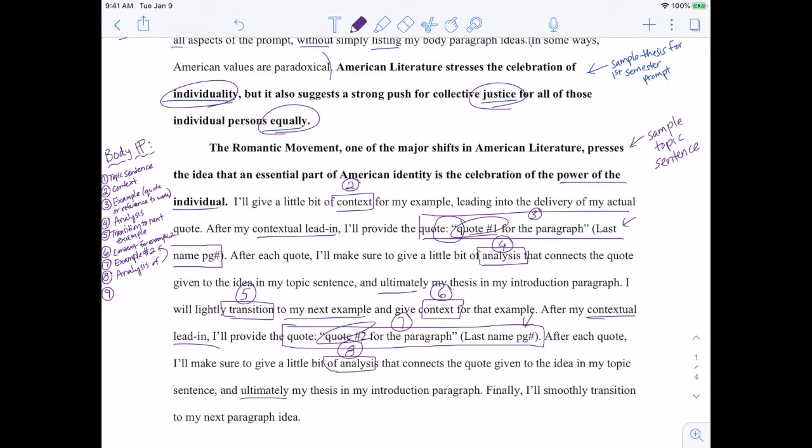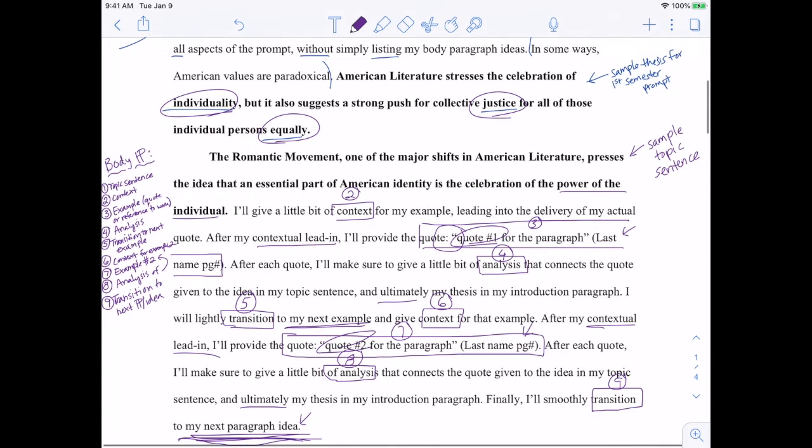Finally, the last thing I need to see in your body paragraph is another kind of transition. It says, finally, I'll smoothly transition to my next paragraph idea. Okay, so earlier the transition was about to my next example. Now we're looking at, I'm going to be transitioning to my next idea.